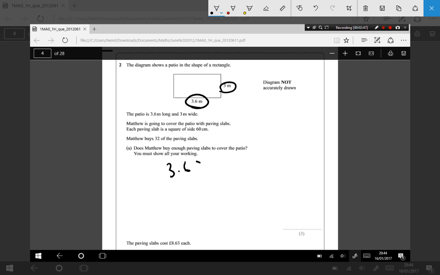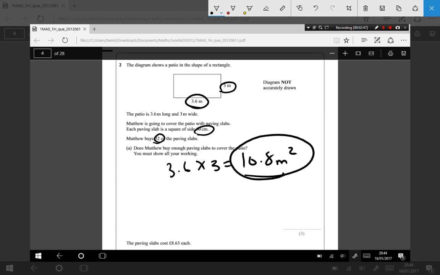3.6 times 3 would be 10.8 meters squared. No, I'm not using a calculator, I've just calculated it in my head. So it's 10.8 meters squared, and Matthew buys 32 of these, each with a square side of 60. So let's convert the 60 into meters, so it's 0.6. Then we can times it by 0.6, so we get 0.36. Then we want to do the 0.36 times 32, and I can't do this in my head, so I'll do it on the side.